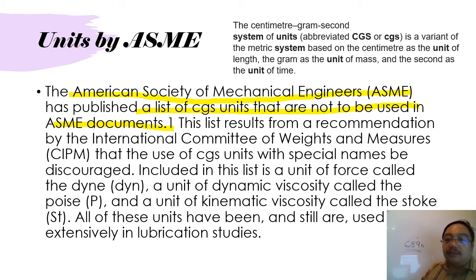This result from a recommendation by the International Committee for Weights and Measures (CIPM). The use of CGS unit special names is discouraged. Included in this list are the unit of force called dyne, the unit of dynamic viscosity called poise, and the unit of kinematic viscosity called stoke. All these units have been and still are used extensively in lubrication studies. Because it is historically used, we still use it, but officially it is not used anymore in proper documents.